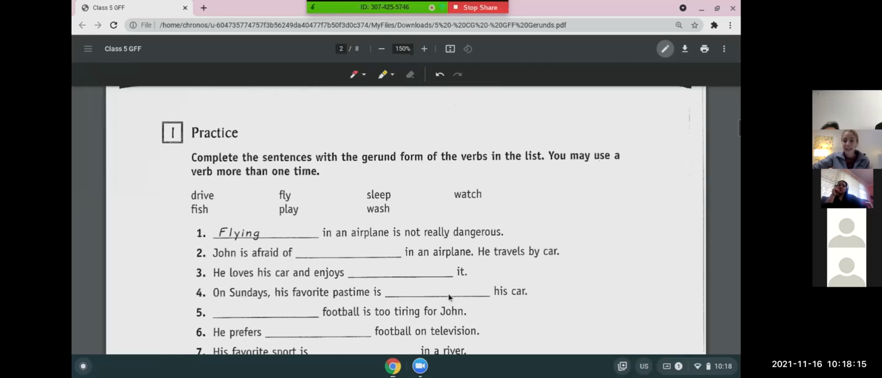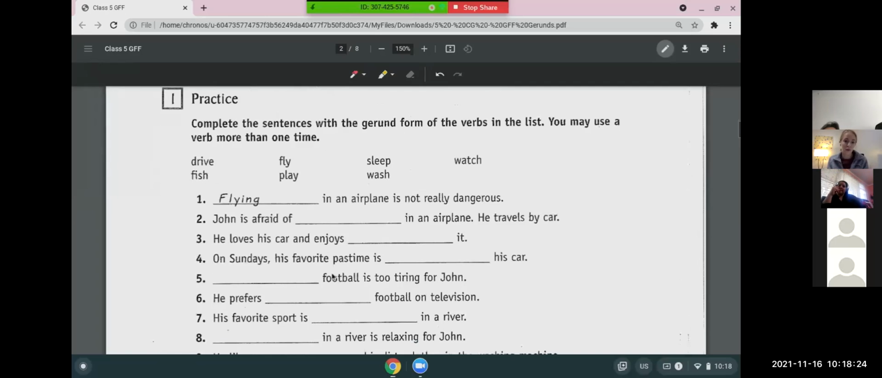So a gerund is a noun. Gerunds are nouns in the sentence. As the noun, they can be the subject or object of the verb. And in number 2, it's the object of the preposition. It's because we have of. Okay, thank you so much.